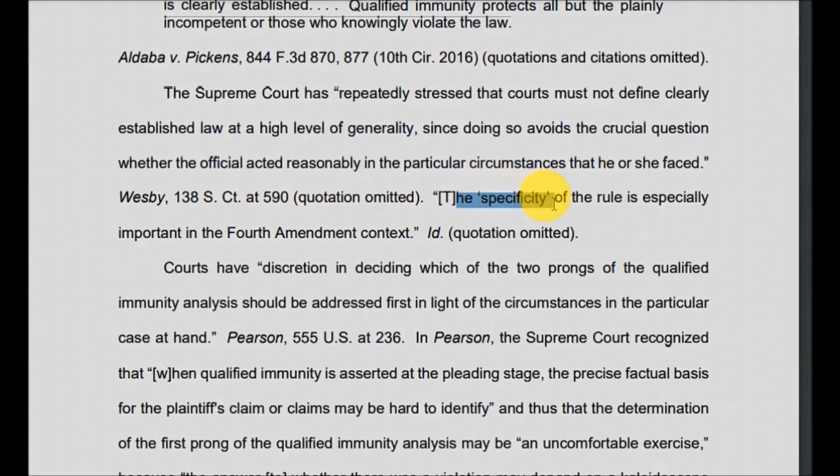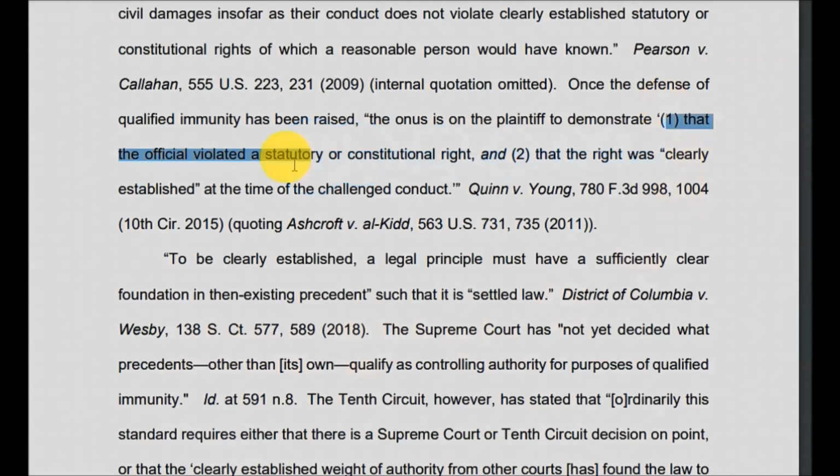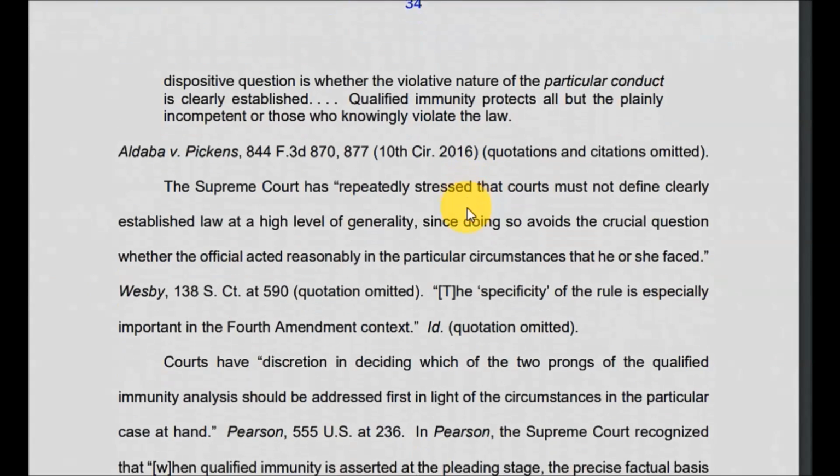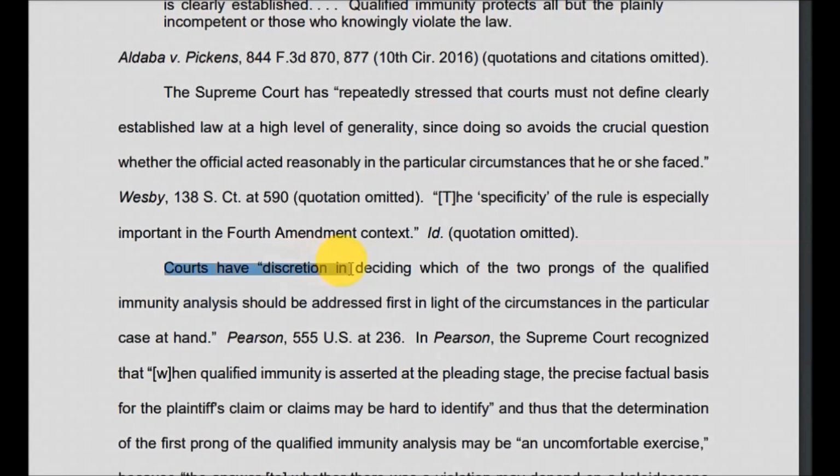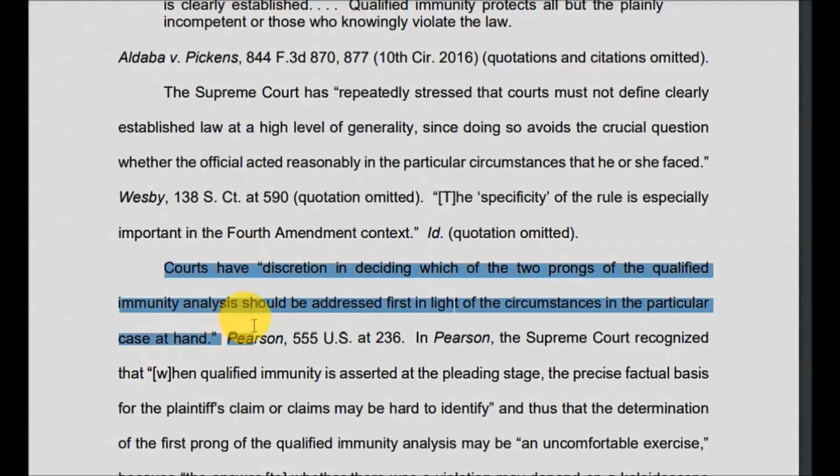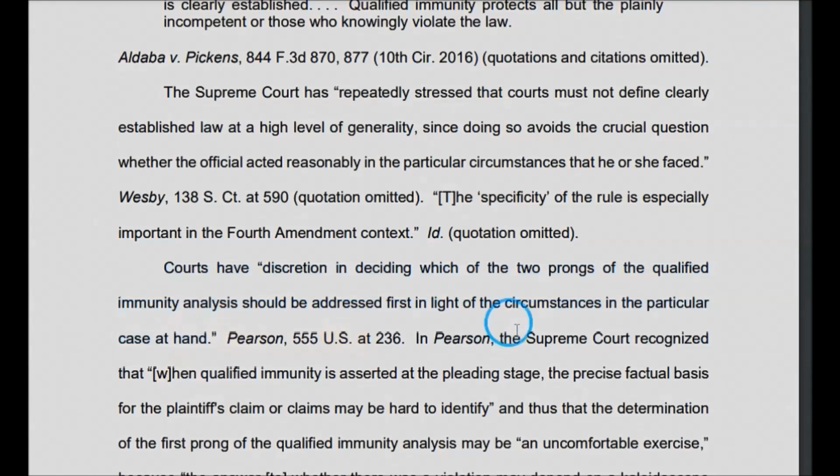The specificity, quote unquote, of the rule is especially important in the Fourth Amendment context. Courts have, quote, discretion in deciding which of the two prongs of the qualified immunity analysis, what are the two prongs? That the official violated a statutory or constitutional right, and that the right was clearly established at the time of the challenged conduct. Courts have, quote, discretion in deciding which of the two prongs should be addressed first in light of the circumstances in the particular case at hand. In light of the circumstances, your circumstance, in the particular case at hand, your case.